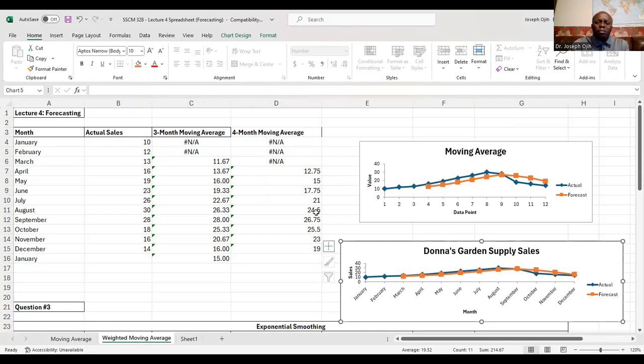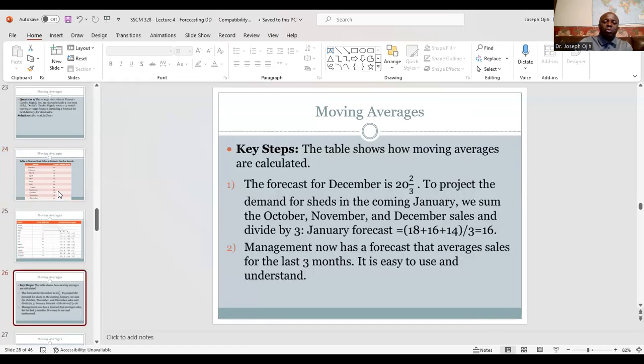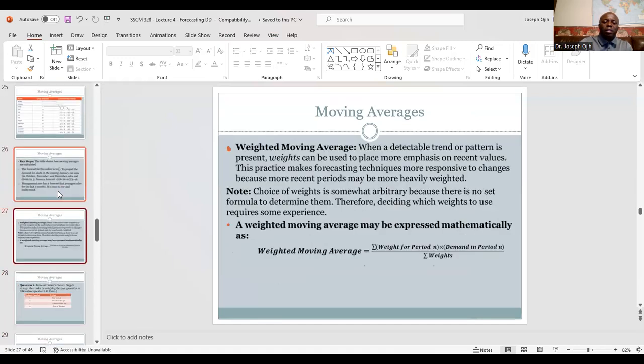But sometimes you may be required to do what is called a weighted moving average. Why do we call it weighted moving average? Because we assign some weight, arbitrary weight, to some of the data sets. Let's take a quick look at the weighted moving average.